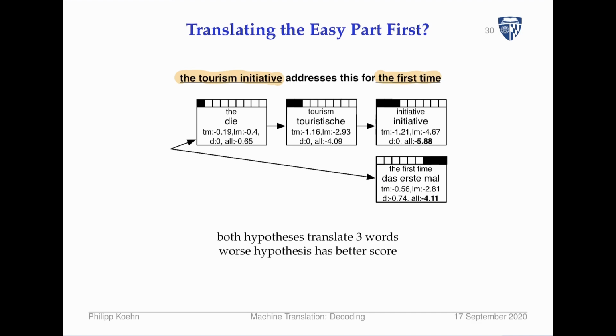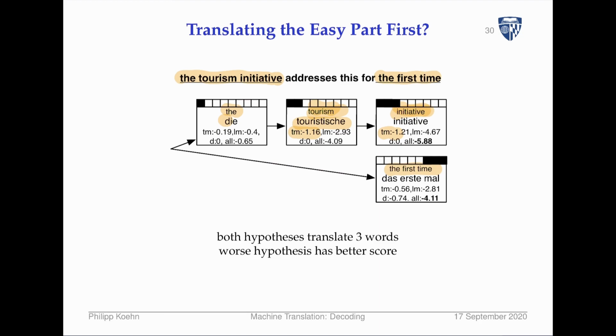You could start the sentence with translating the tourism initiative, and this is what we do up here, or you could start the sentence with translating the first time. The tourism initiative has a bunch of unusual words in it, like tourism and initiative, which maybe the translation model likes these possible translations. So here it translates, for instance, tourism into touristische, which becomes an adjective. Since tourism is a noun, it's not the most likely way, but that's the one that fits here better. So maybe the translation model doesn't like it too much.